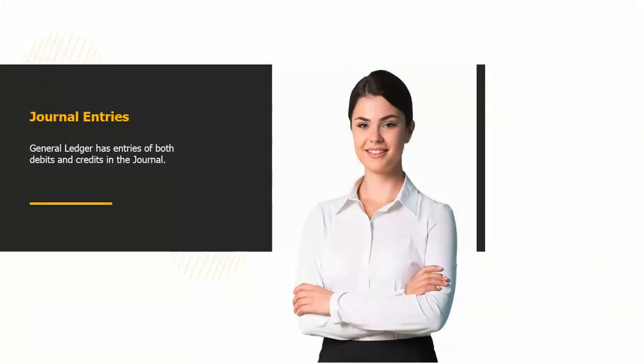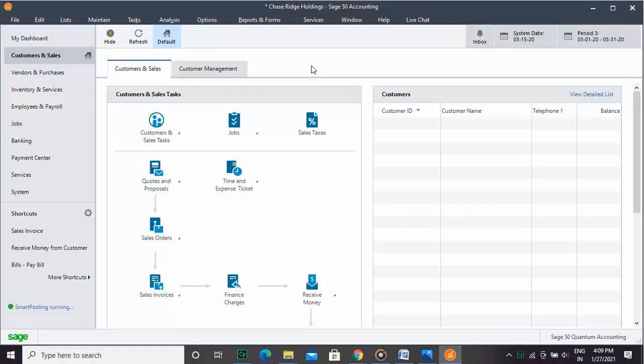You post both debits and credits in the journal entries to show in the general ledger. To view the general ledger journal entry window, click the Tasks button to reveal the list, from where you can select the general journal entry.